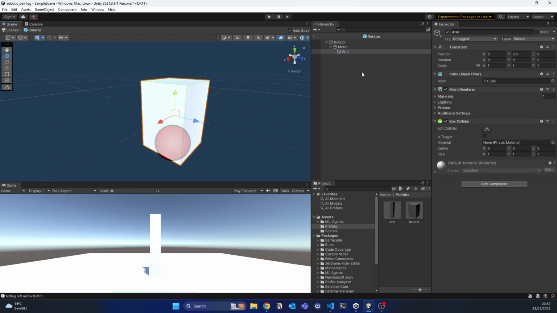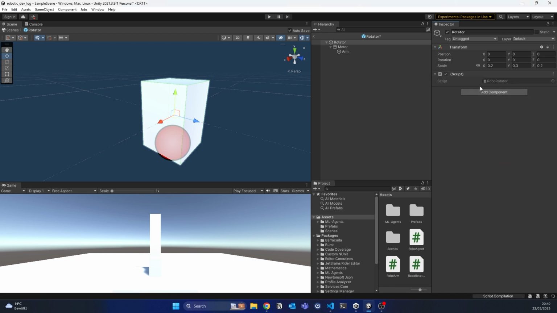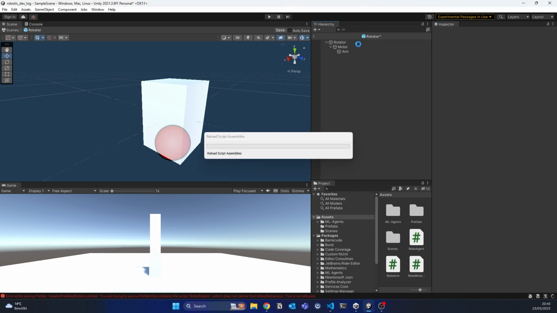Yo, that seems good. And of course we also need a new script. How did we call the other one? Robo arm. Then we're just gonna call it robo rotator. Yeah, we might wanna rename this at some point, but for now it's perfectly fine. Fixing. I need to fix the thing. It says robo rotator.